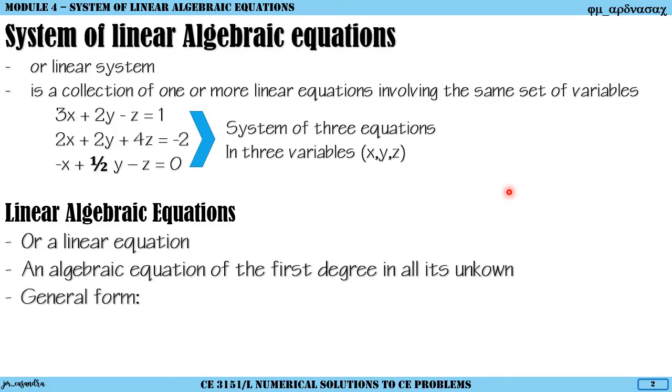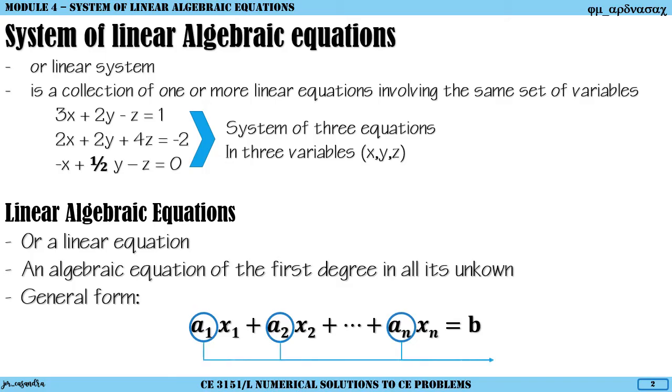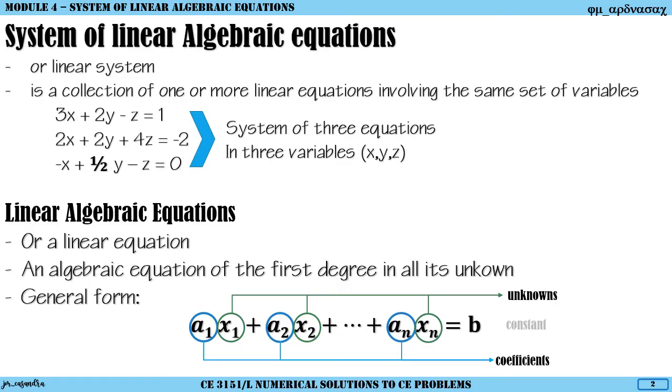So the general form of a linear algebraic equation would follow a1 x1 plus a2 x2 plus up to an xn is equal to b, wherein the values of a are the coefficients, and x1, x2 until xn represent our unknowns or variables. And b here is our constant.